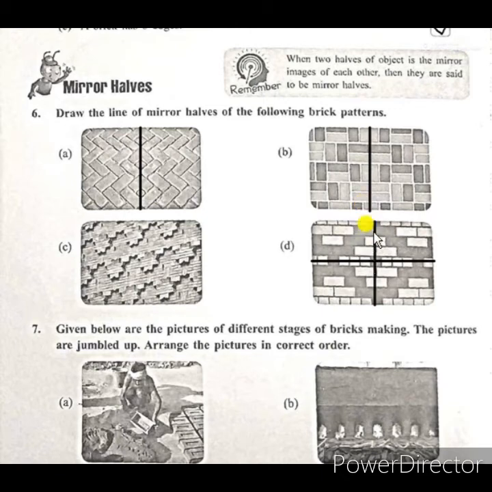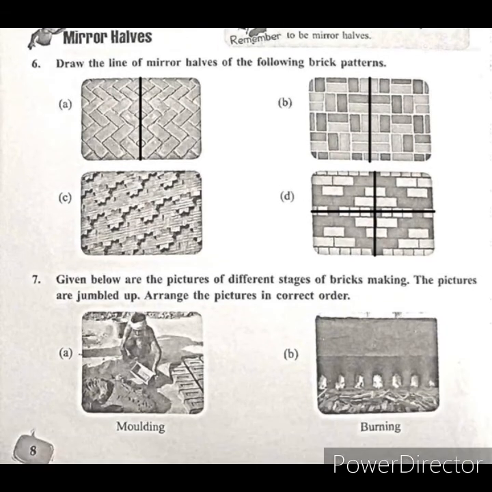The first figure has only one vertical line of mirror halves. The second one also has only one vertical line of mirror half, but in the third picture there is no mirror half line, and in the fourth figure there are two lines of mirror halves, vertical and horizontal. Now we will see the next question in this page. Question number 7.